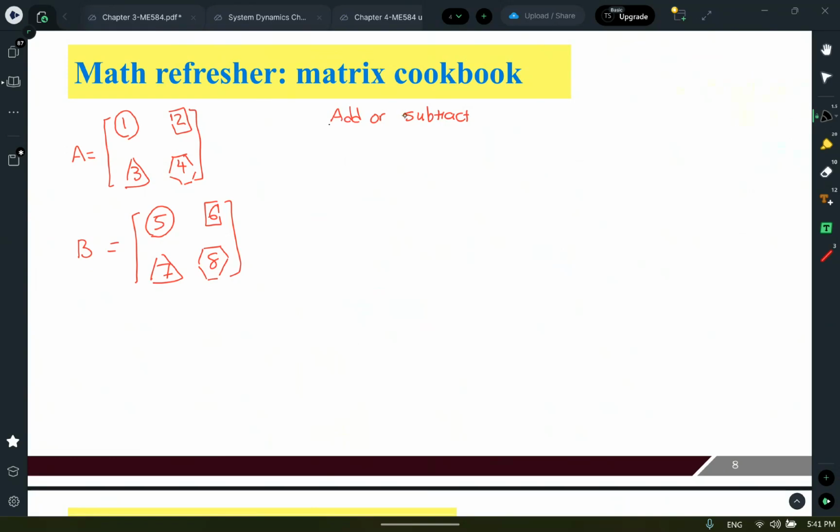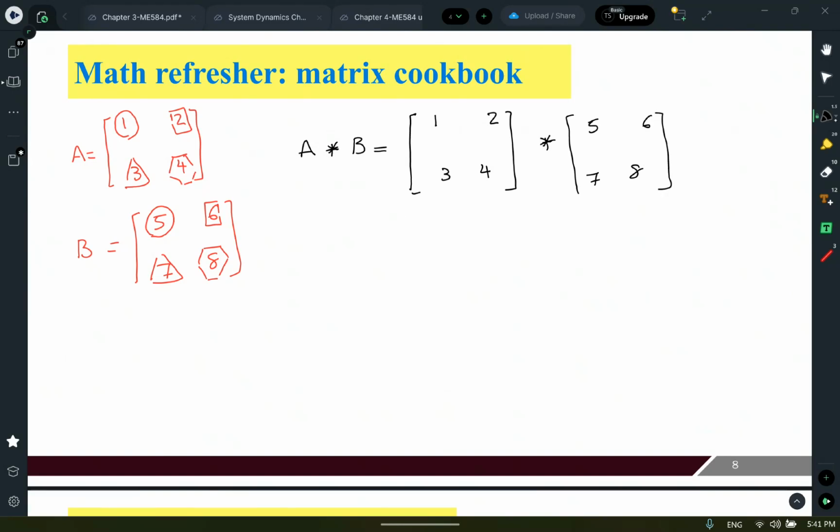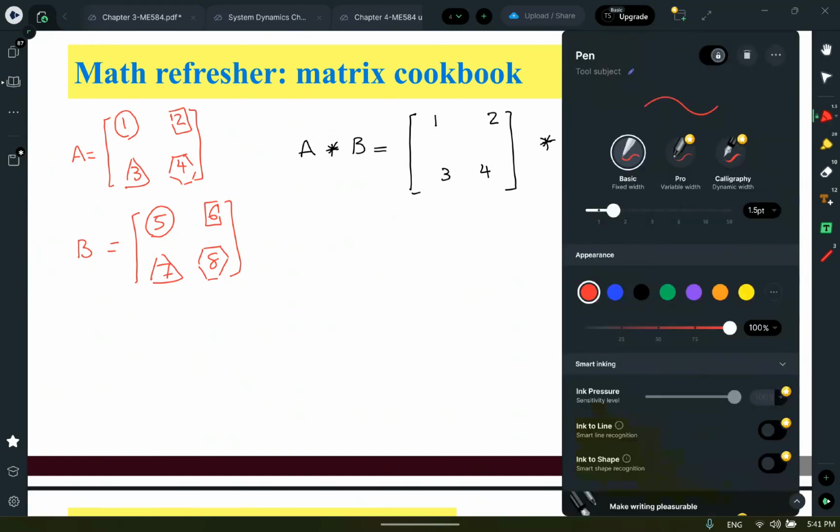At this point, I want to multiply matrix A and B. So I would like to find A multiplied by B. This multiplication is 1, 2, 3, 4, which is your matrix A, multiplied by 5, 6, 7, 8. Now here you need to be a little bit careful.